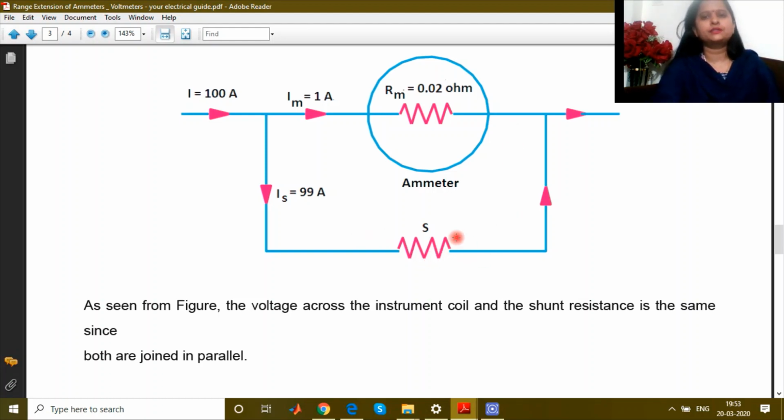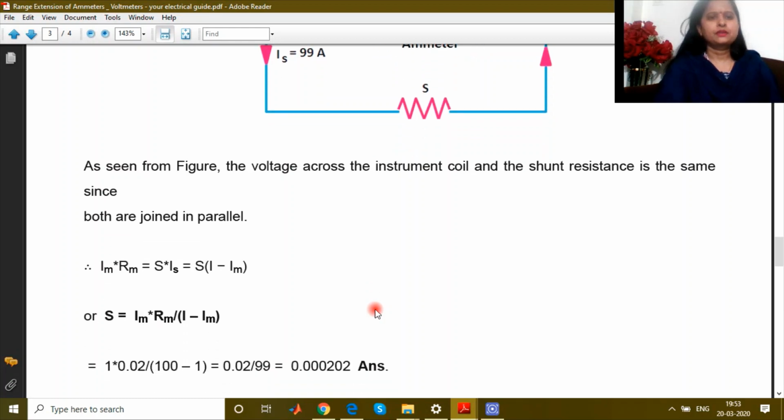Now we need to find the value of this shunt resistance. Here we need to apply the constraints of the parallel path. We know that in a parallel path the current is divided and the voltage is the same. So the voltage drop of this ammeter and the voltage drop of this shunt resistance will be the same. We apply this to find the value of the shunt resistance. The voltage drop across this ammeter is Im into Rm, and the voltage drop across this shunt resistance is Is into S.